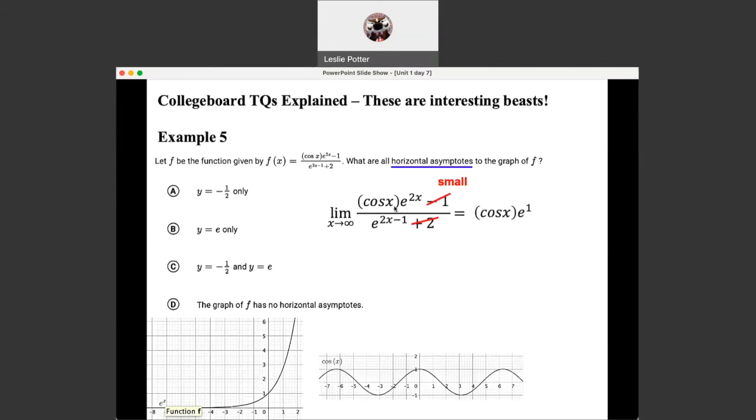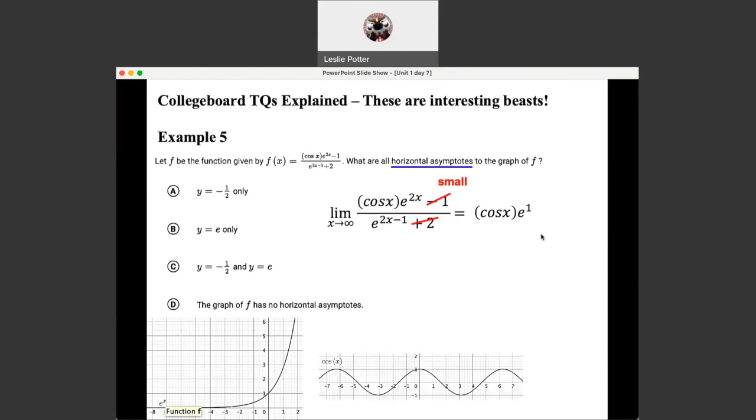So let's think about how we got from here to here. Cosine x stays with us. E to the 2x over e to the 2x minus 1 basically means I have a bigger power on the top by 1, right? Because I have a smaller power on the bottom by 1. So I have a leftover e on the top. So after I get rid of the insignificant values, this original relationship closely looks like cosine times e to the 1. Well, e to the 1 is just a number, right? It's 2.71828, and then some other stuff.